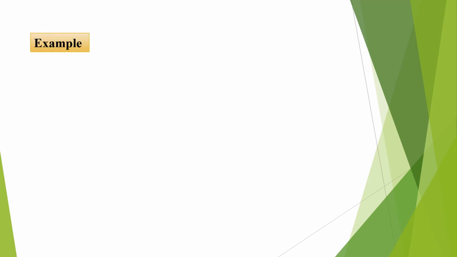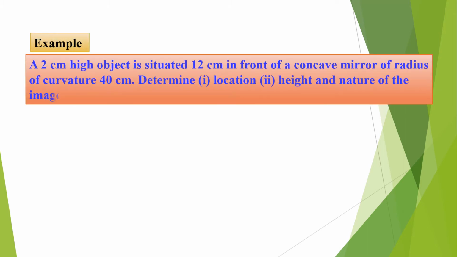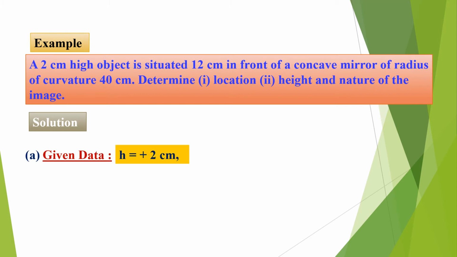So next example I will take here. A 2 centimeter high object is situated 12 centimeter in front of a concave mirror of radius of curvature 40 centimeter. Determine first the location, second the height and nature of the image. Solution. So first we will write the given data. Object height is given as 2 centimeter, that is kept above the principal axis. Therefore it is written as plus 2 centimeter.